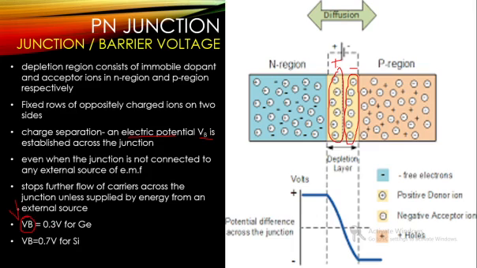In the case of germanium, the barrier potential is 0.3 volts, while in the case of silicon, the barrier potential is 0.7 volt. It can be represented in this way, as the potential difference across the junction.